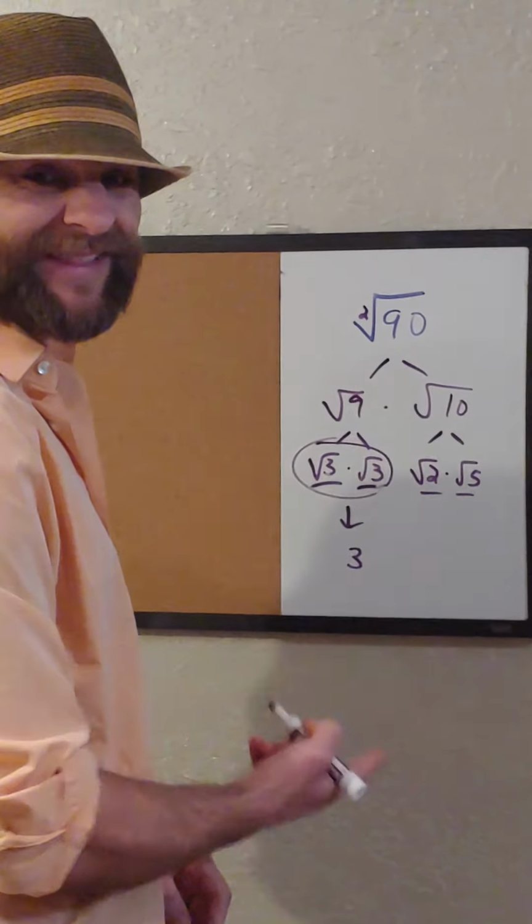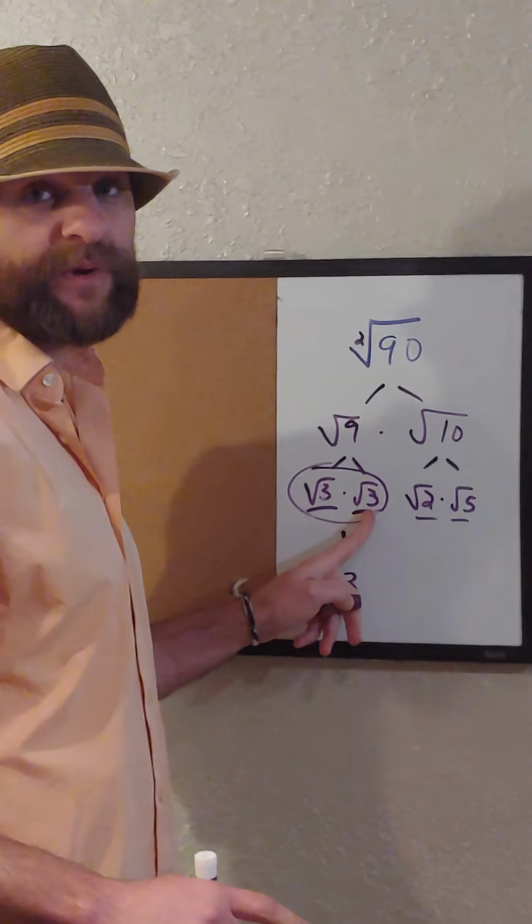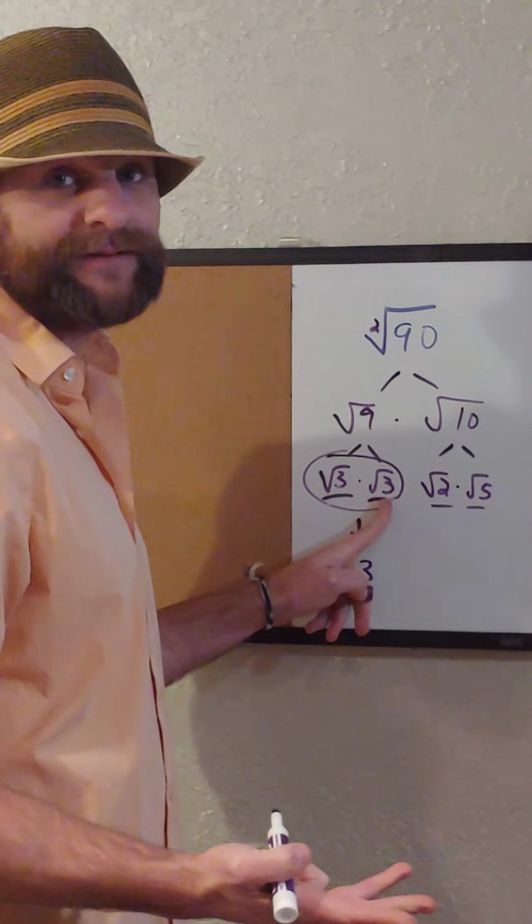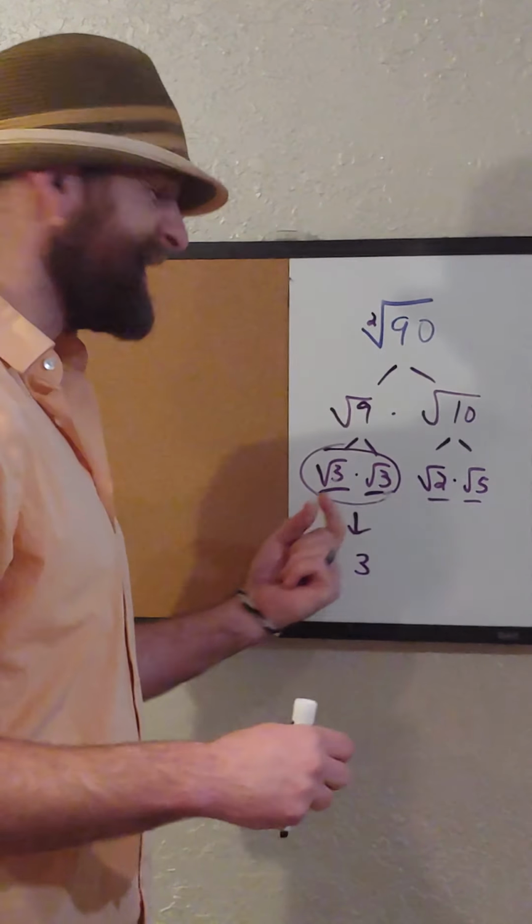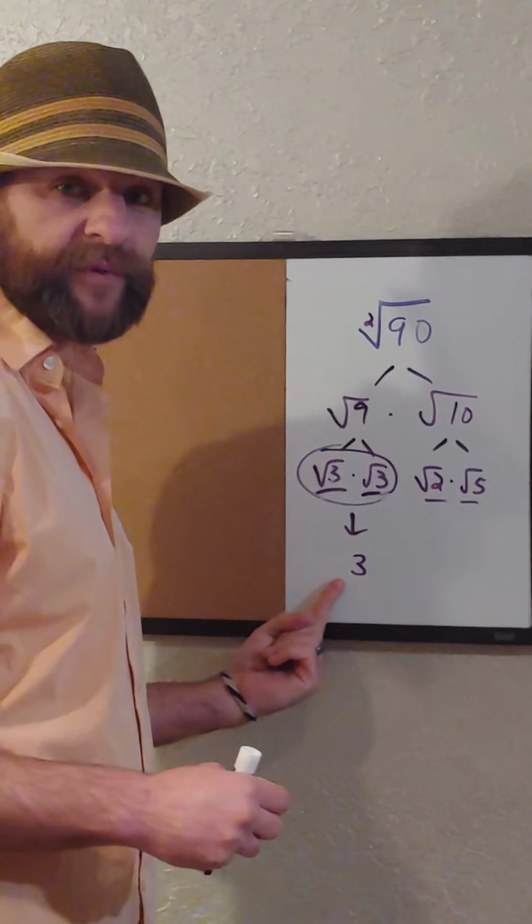If you don't understand that, think of it like this. Square root of 3 times square root of 3 is the square root of 9. And it's a lot easier to see it now that the square root of 9 would just equal 3.